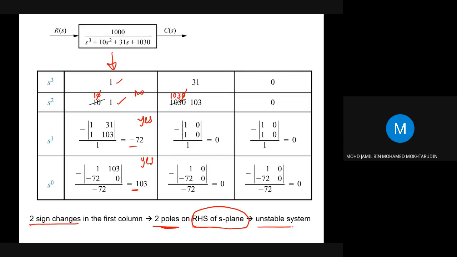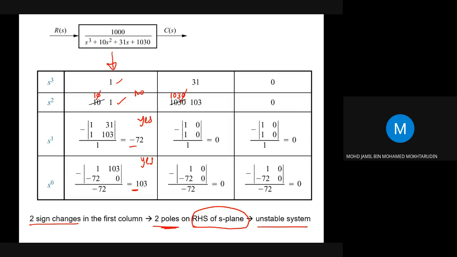So the system is unstable. If you have two sign changes, meaning that you have two poles on the right hand side. If you have one sign change, then one pole on the right hand side. Okay. So kalau ada sign changes je, terus unstable system tu.